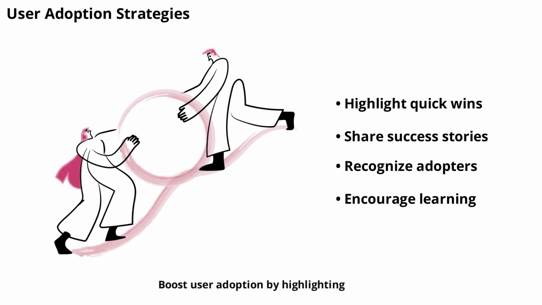Boost user adoption by highlighting quick wins and sharing success stories. Recognize early adopters and encourage peer-to-peer learning. The more users see value in the software, the faster adoption will spread across your organization.